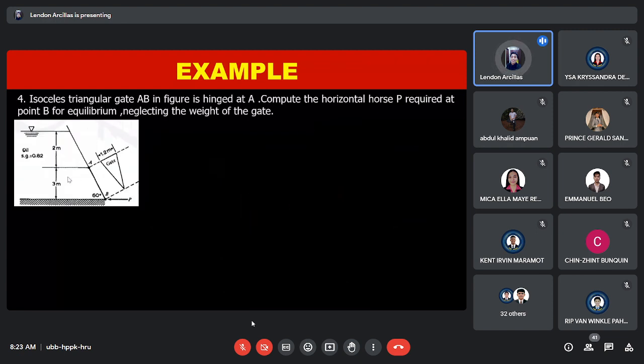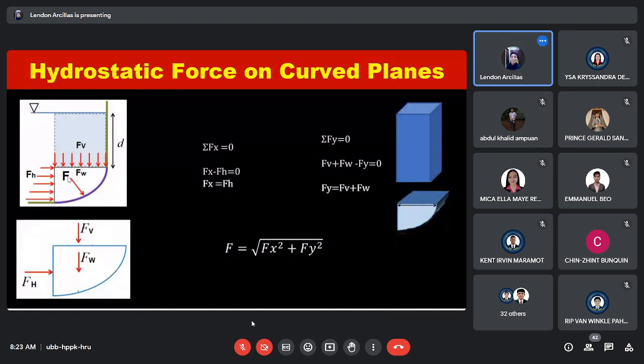Okay. This one, I will be giving this as your problem set. So, merong tayong gate na triangular but in the real practice, hindi naman siya, wala naman ako nakikitang triangular na gate. Merong circular lang at saka rectangular lagi. So, tapos na tayo doon sa plane.